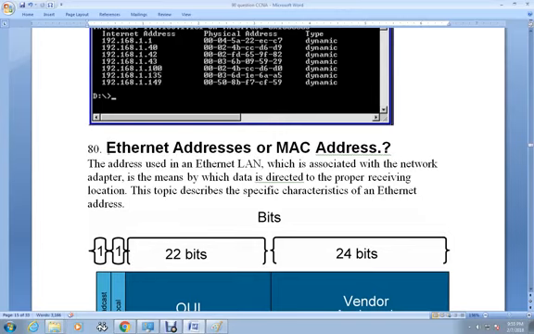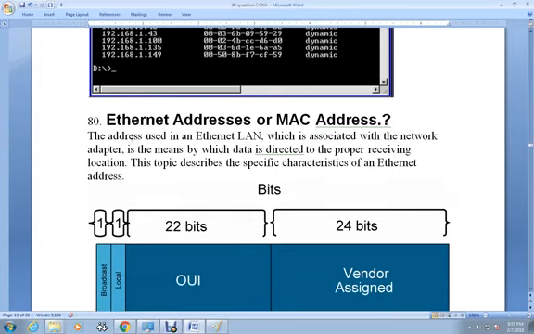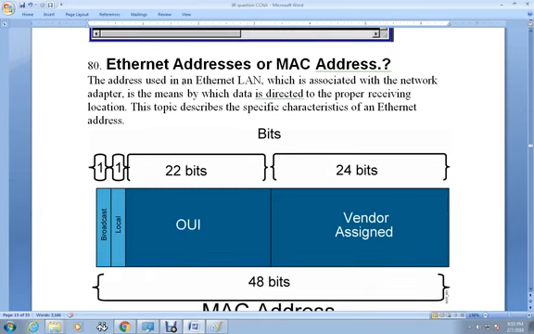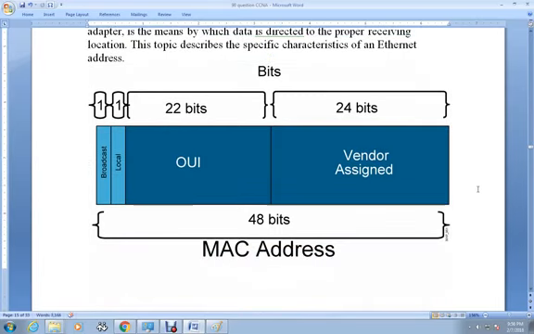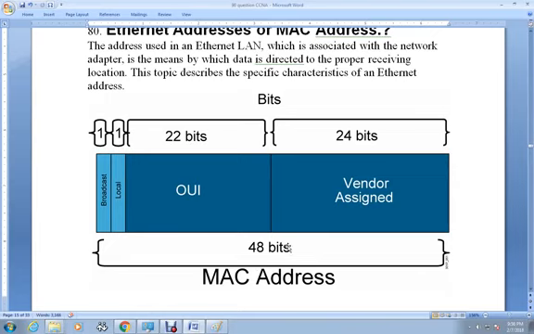Guys, next question, what is an Ethernet address or MAC address? The address used in an Ethernet LAN, which is associated with the network adapter, is the means by which data is directed to the proper receiving location. In short, it's a 48-bit address basically, and it has two parts. One is vendor assigned and one is OUI.